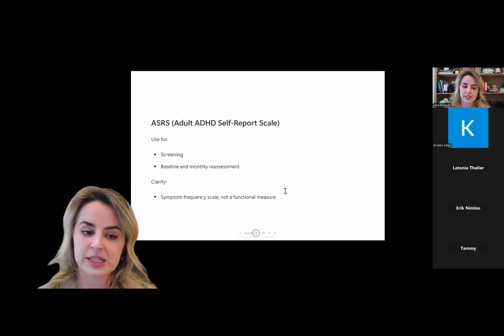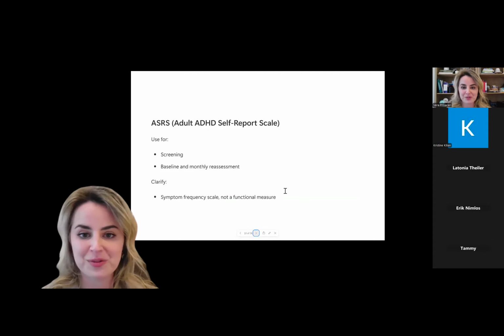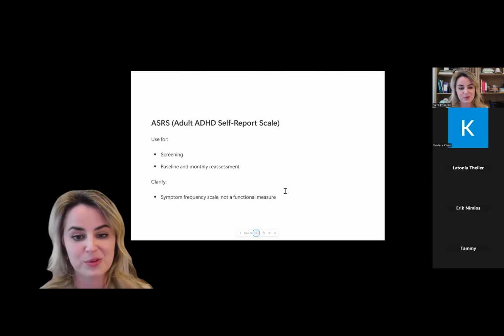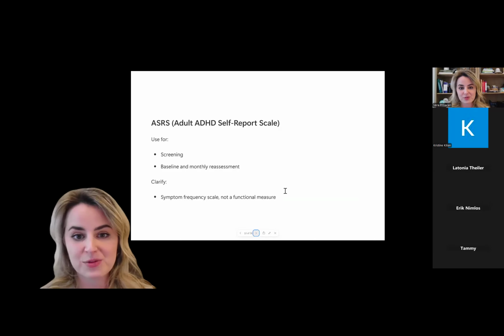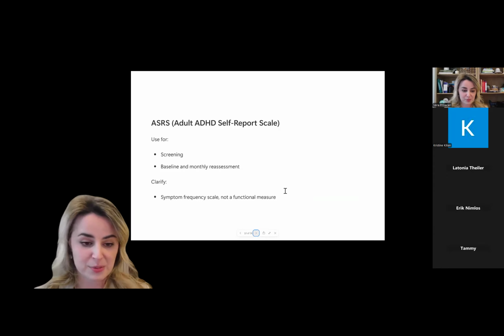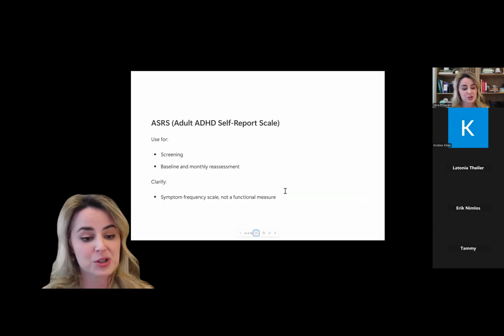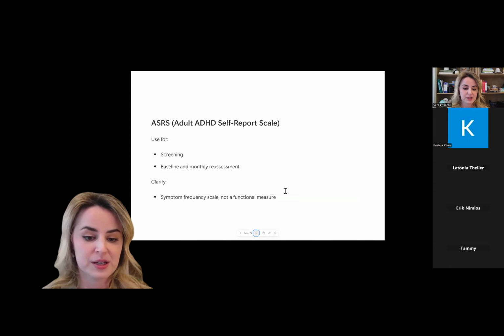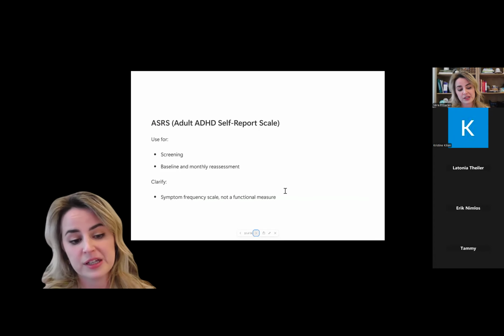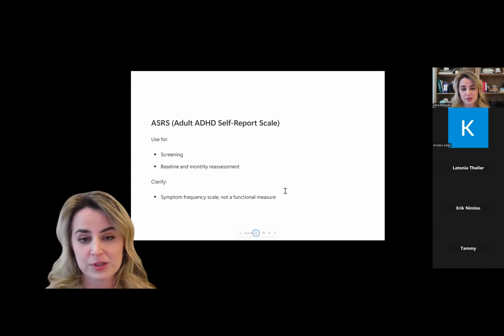One of these scales is called ASRS. You're probably familiar with this one. If you haven't yet, then you will be soon. Adult ADHD Self-Report Scale, that's what it stands for. It includes questions about inattention and hyperactivity. It can be used both as a screener, at baseline before starting treatment, and also monthly for reassessment. But one of its limitations, keep in mind, is that it's a symptom frequency scale.